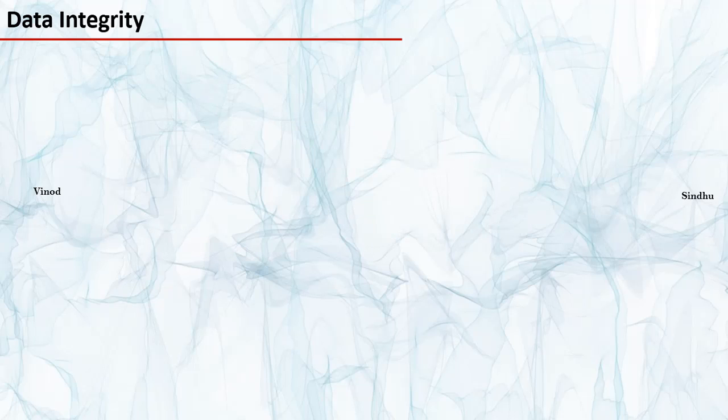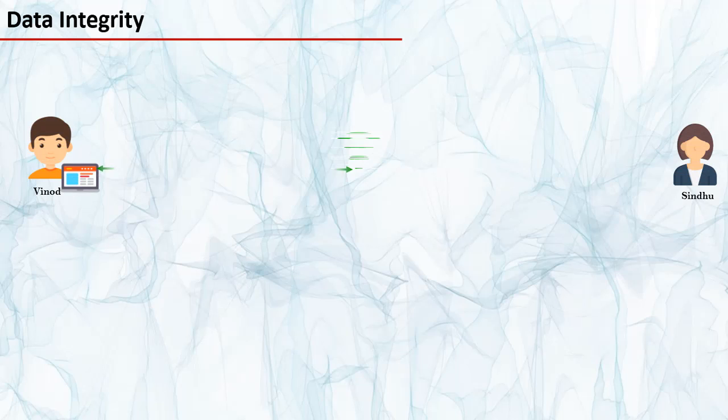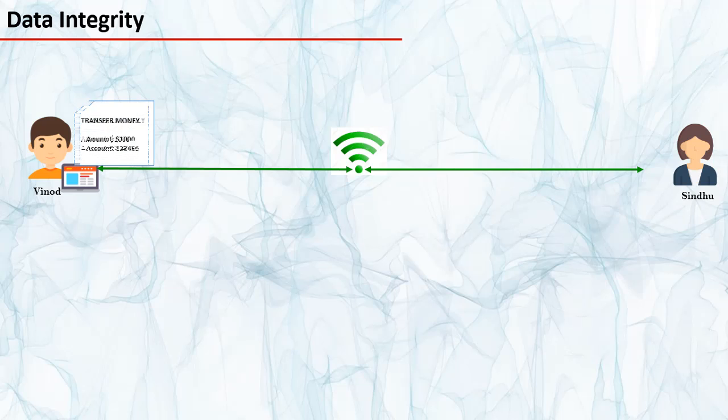Let's move on and learn this integrity concept with a transaction example. There are two participants in this transaction, Vinod and Sindhu, where Vinod is the message sender and Sindhu is the message receiver. Vinod sends a message to Sindhu requesting money be transferred to him. If everything is good, Sindhu transfers the money to Vinod and there is no problem here.